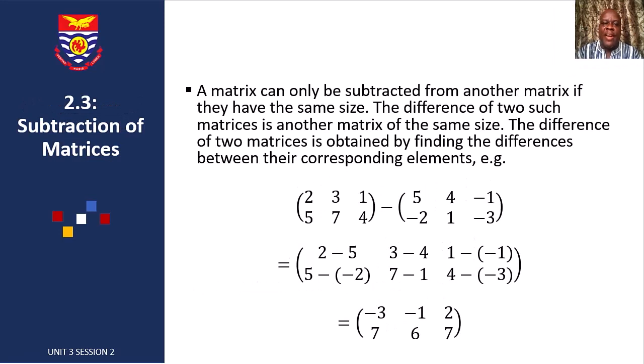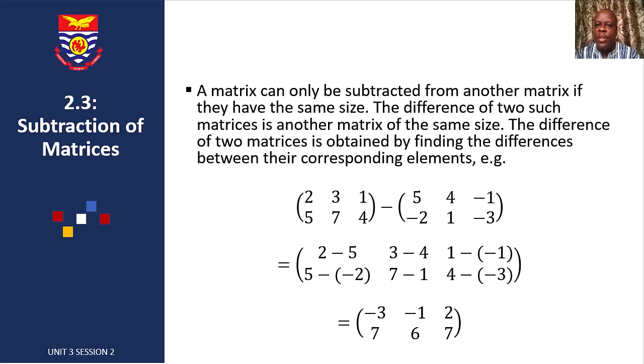We move away from addition to subtraction. To subtract two matrices, they should have the same dimension. If you take the difference of the two matrices, it will give you another matrix that is of the same dimension as the ones that are subtracted. So, if you have the matrix 2, 3, 1, 5, 7, 4, and you are subtracting another matrix which is 5, 4, negative 1, negative 2, 1, negative 3 from it, then as we did with addition, you subtract corresponding entries.